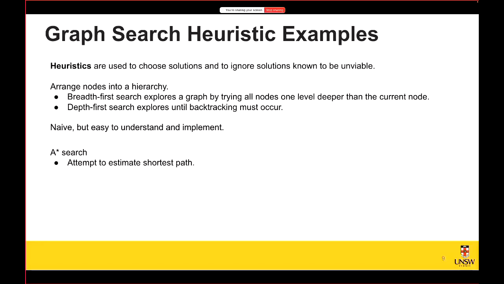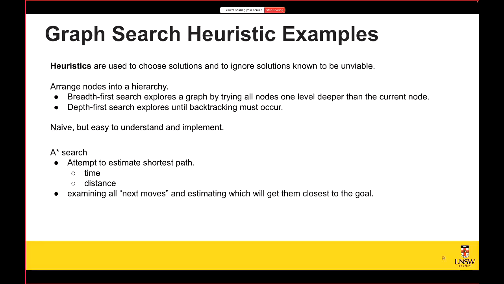Whenever we are at a certain node, we try to estimate the shortest path towards a target node. This estimation of the shortest path could be time or distance. Then we examine all the possible next moves and choose the one with the least effort for reaching the goal. So this is the A-star search.